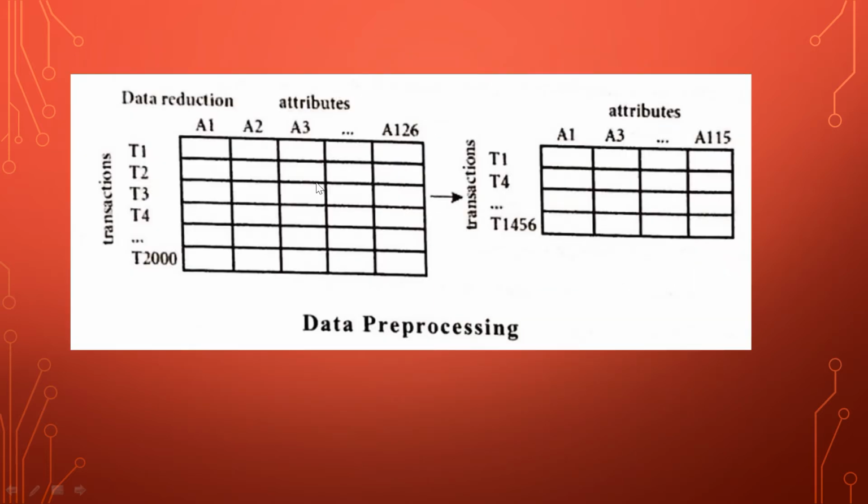Now, as we said, we have data reduction. Here, we have different transactions, transaction 1 to transaction N, and each transaction could have its attributes, A1 to A126. What have you noticed with this image? As you can see, the attributes A126 are reduced down to A15, and the transactions, up to 2000, are now 1456. That is the use of data reduction.